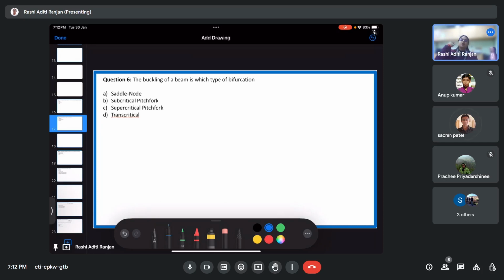Anyone has any idea what bifurcation is? No? Okay. What is buckling of a beam? This you people must be knowing. No one knows what buckling of a beam is?